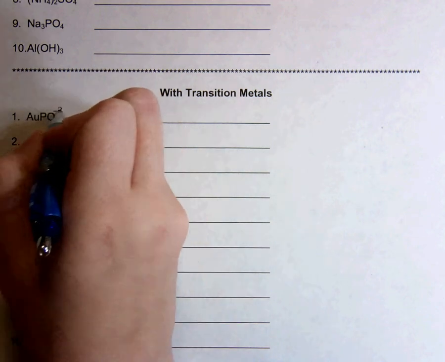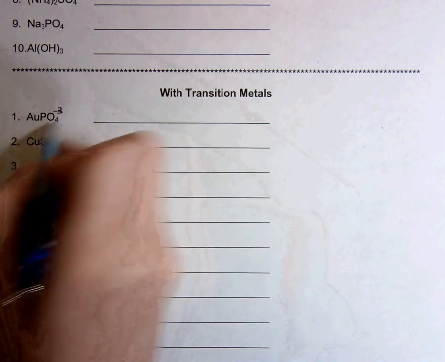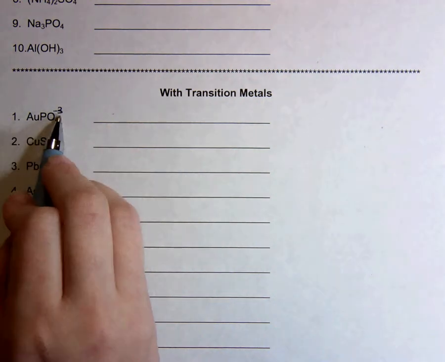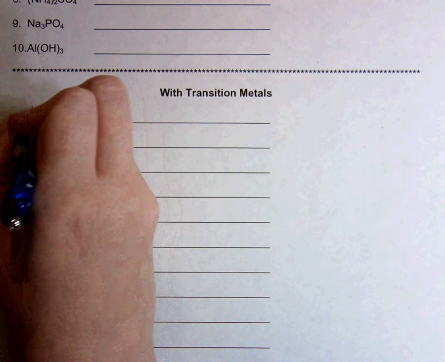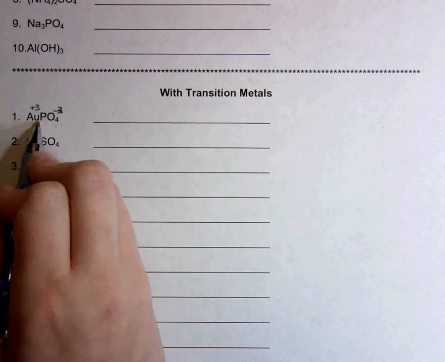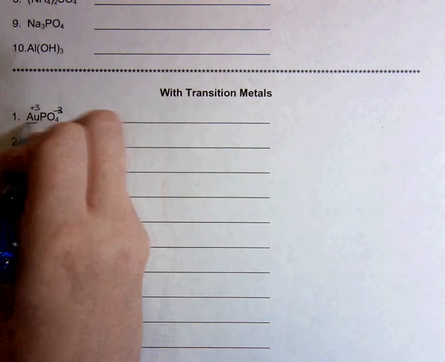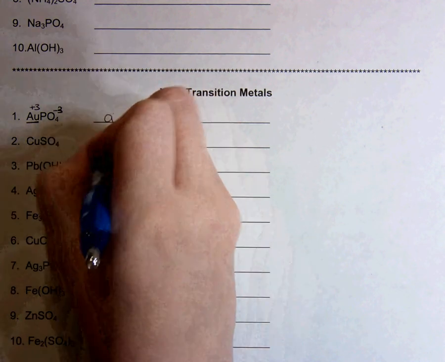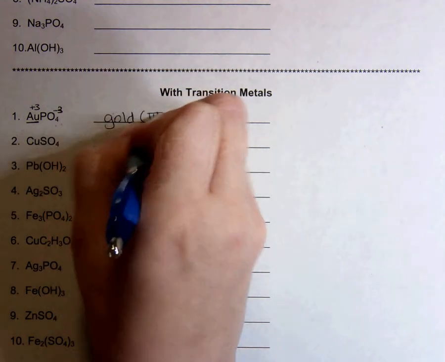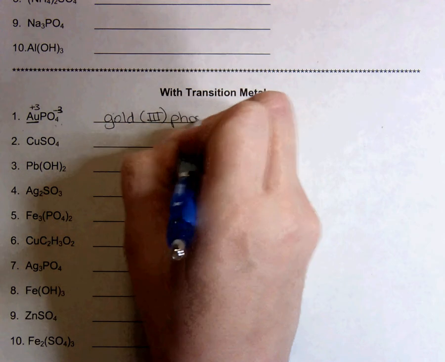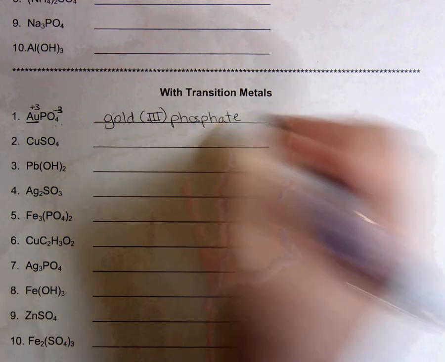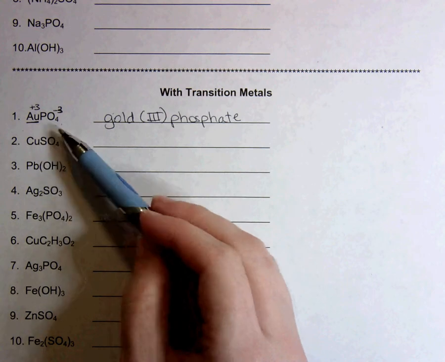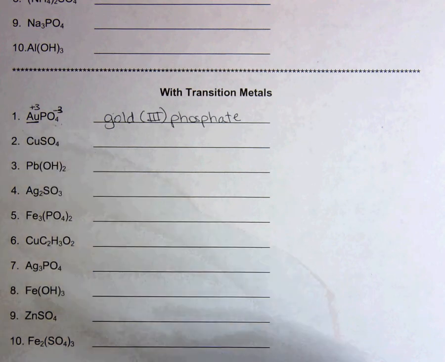PO4 is -3. Which means, again, remember, these two have to cancel each other out. So if this is -3, this has to be +3. I don't have any subscripts, so +3 is the charge of that element. So in this case I would write gold(III) phosphate. Okay, so again you're looking up these polyatomic ions, finding their charge to find the charge of the first element.